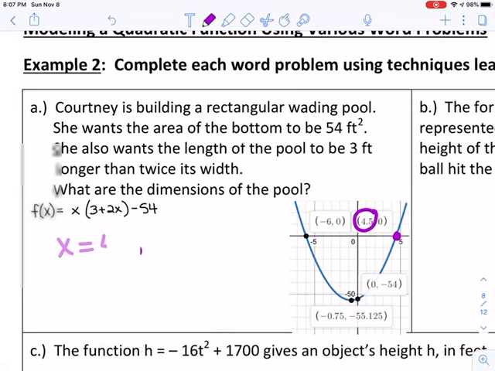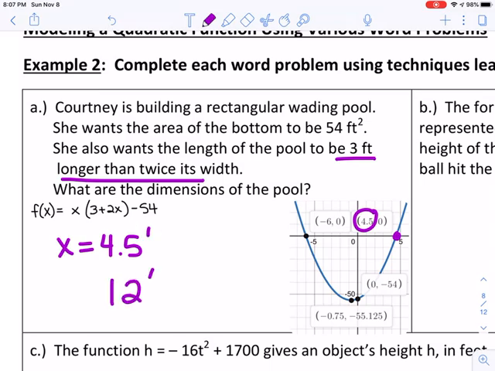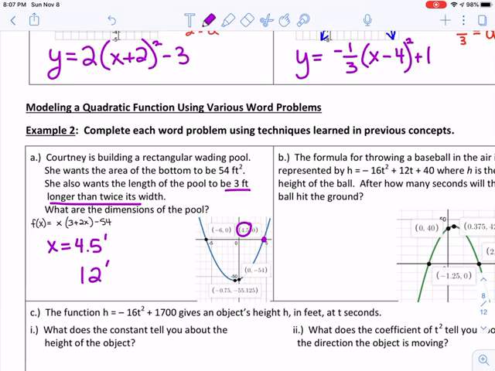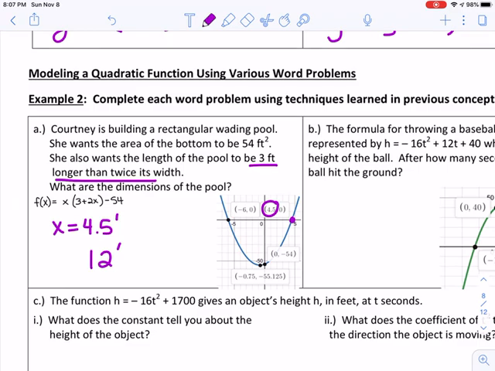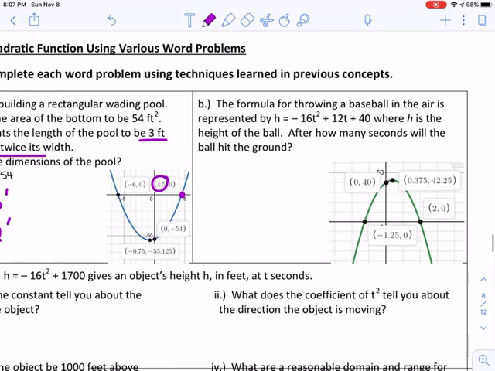And then we know that the length is 3 longer than twice the width. So we double this, which would be 9, and add 3, and you get 12. So we have 4.5 and 12 feet. Those are your dimensions. So this time, instead of using the maximum or minimum, in this case it would have been a minimum, we actually used an intercept. So that's one of those other characteristics that we marked in our little booklets.